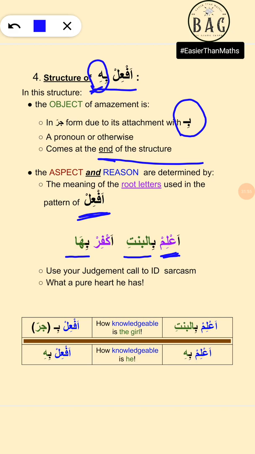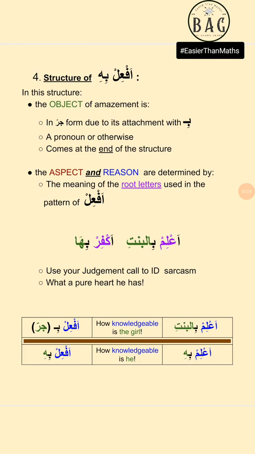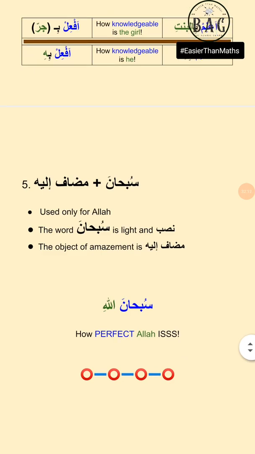So that's what. Now a couple of examples of af'il bi, and then you have got a jar form. Alim bil binti. Of af'il bihi, how knowledgeable is he? Alim bihi. So this is it. And then of course you all know subhanallah. I have already described this phrase for you. It's muzaf muzaf ilayh, and it is subhan. The word subhan is only and always used for the word Allah. And the word subhan is going to be light in nasab. It means how perfect is Allah.